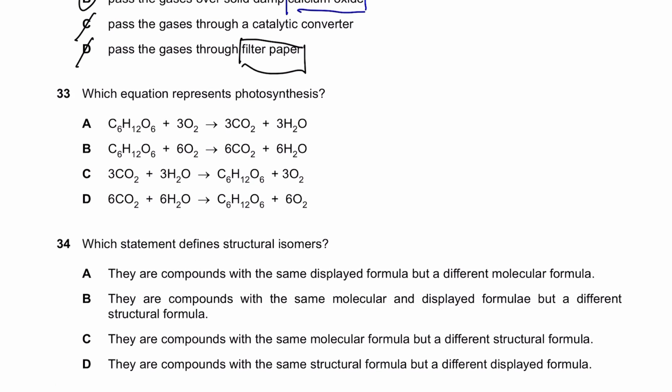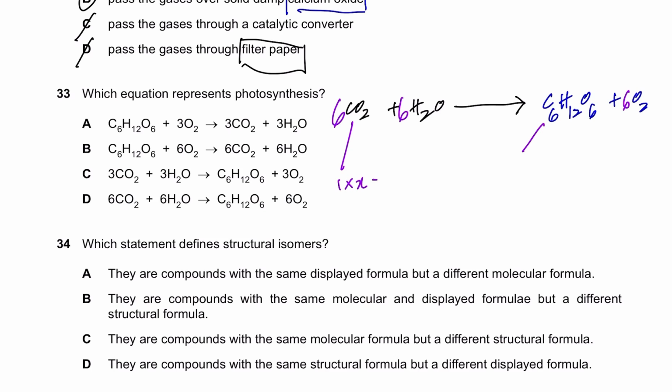Which equation represents photosynthesis? We've been doing this since we were children. In photosynthesis, carbon dioxide reacts with water under the effect of sunlight and chlorophyll to give you glucose and oxygen, and you just put a 6 everywhere to balance it. 666, the devil's number, right? But you could use your brain. You have 1 carbon here, you had 6 here. What do I multiply 1 by to get 6?